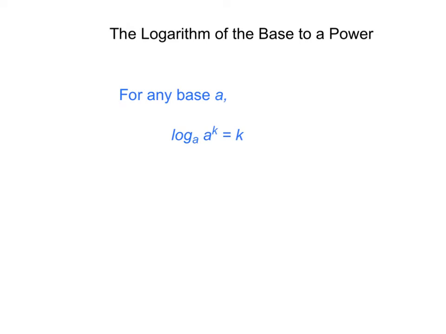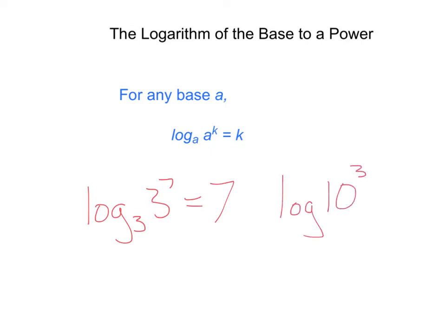So for the next couple examples, we're going to talk about using the logarithm of the base to a power. That states that for any base a, log base a of a raised to the k power is just k. These are kind of inverses almost. So I'll give you an example of that. Log base 3 of 3 to the 7th power is 7. Okay? Log of 10 to the 3rd is 3, because remember, log by itself means log base 10.